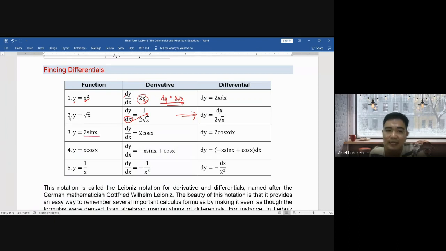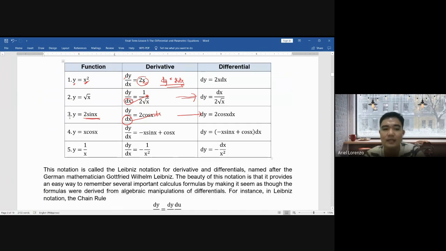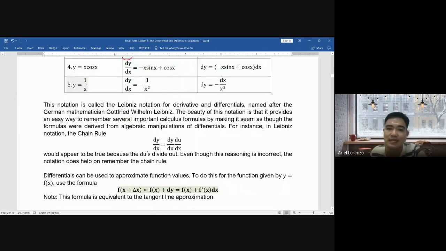Next, 2 sine x. Ang derivative niya is dy all over dx equals 2 cosine x. Okay, cross multiply dx, kaya yun ang kanyang differential. Nakuha? Walang pagbabago dun sa derivatives. Walang pagbabago, same rules. Only that in the representation, derivative is different from differential. Nakuha? Okay? So this notation is called the Leibniz notation, for derivatives and differentials, named after German mathematician Leibniz.